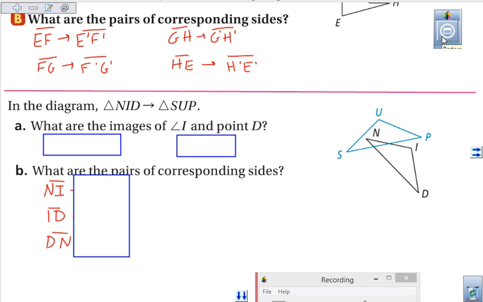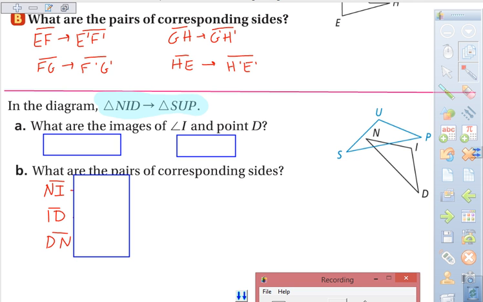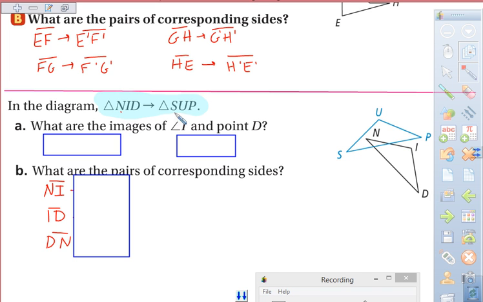In the next picture, it is not so obvious which points match up. What are the images of angle I and point D? So in the diagram, triangle NID is mapped onto triangle SUP. This is very important to look at in this example. So one of the things you could do is look at your statement and make some markings on your picture. N is first and S is first. So I'm going to put markings on them.